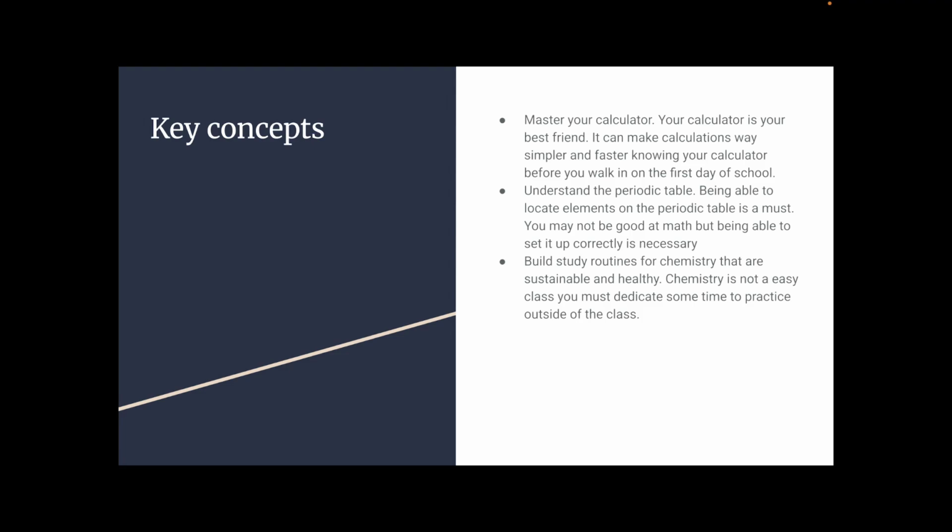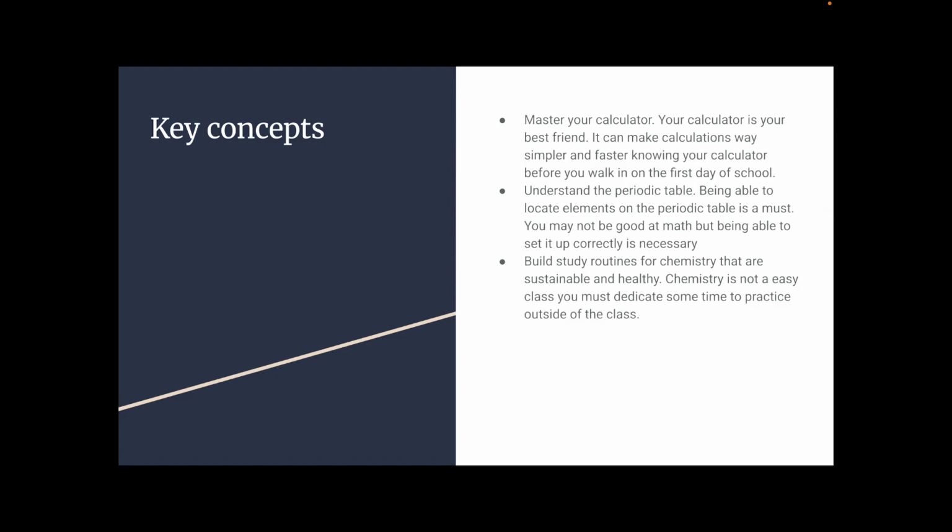Understanding the periodic table. Being able to locate elements on the periodic table is a must. You may not be good at math, so why waste valuable time on useless things? If you can locate it quickly and fast enough, you will have more time for the complicated math in the chemistry course.